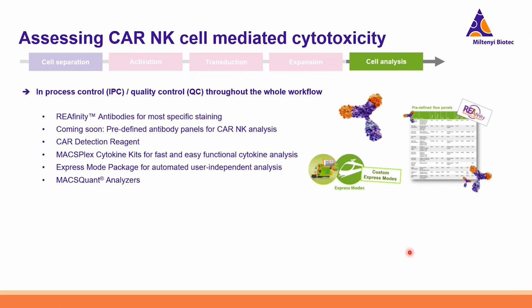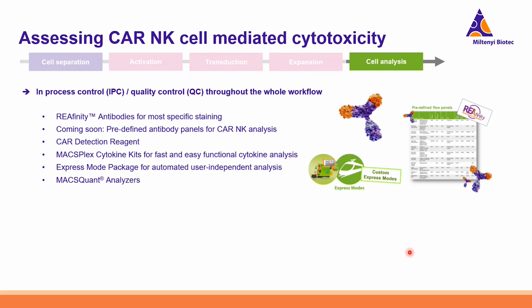And with this, I'm coming already almost to my last slide. So to summarize this, because the in-process control and the quality control is very important. For this, we offer the REAffinity antibodies for very specific staining, and also there will be predefined antibody panels for the CAR NK cell analysis.